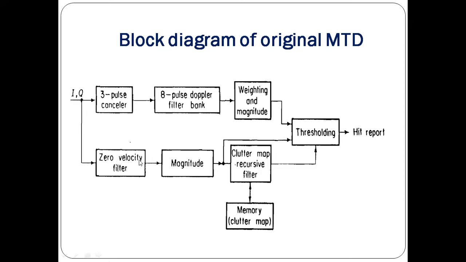Here we have a 0 velocity filter. This 0 velocity filter had to be re-established in order to produce the clutter map. The 3-pulse canceller removes all the echoes with 0 velocity, and this 0 velocity filter had to be re-established in order to produce the clutter map. And this is how the original MTD was originally developed in the US with those following characteristics.